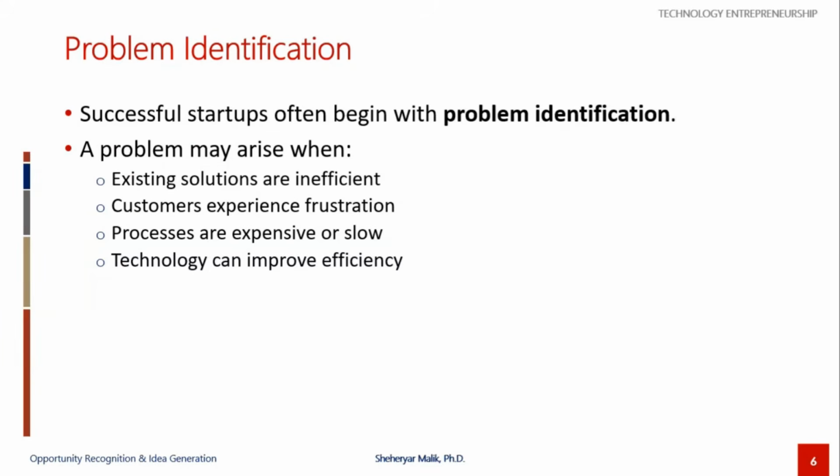Then problem identification. Startups always start with problem identification. And when does a problem arise, in anything you have to look at? It arises when existing solutions are inefficient, that is, your existing solution is not fulfilling the requirements fully or is not good. Then customers experience frustrations, or processes are very expensive or slow. So you can come up with a new process. Even if an existing solution is providing a solution, it may be very expensive.